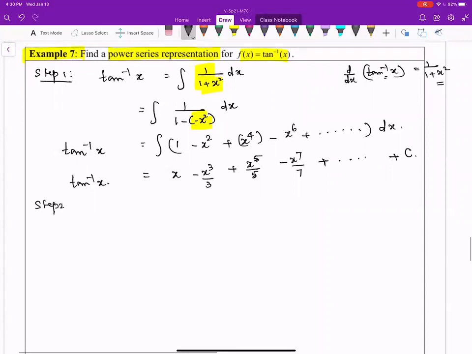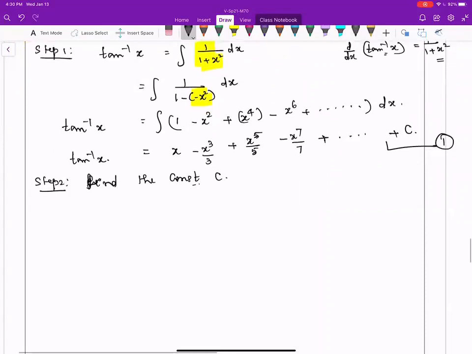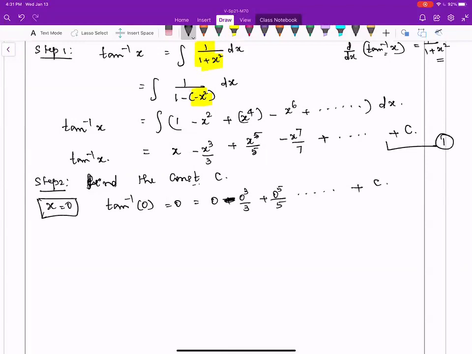Step 2 is to evaluate, because we will call this one step 1. Then find the constant c. So let's substitute x equal to 0 into the identity 1. So tan inverse of 0, which is 0, equal to 0 minus 0 cube over 3 plus 0 to the power 5 over 5. Every term has x in it, so everything will become 0. So ultimately showing that c equal to 0.